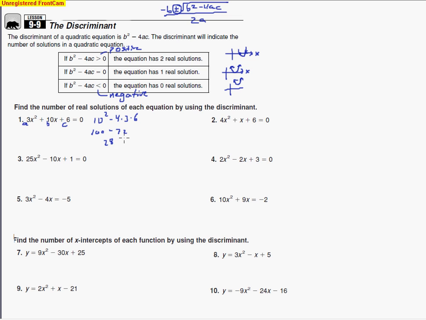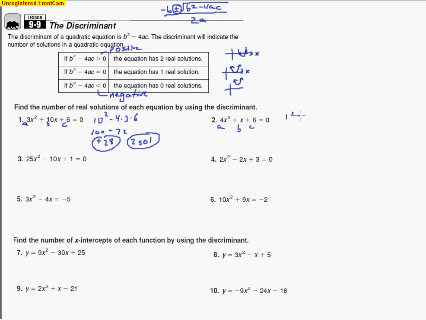So 28, yes, that is positive. That means there are 2 solutions. When it's positive, it's 2 solutions, which means it crosses the x-axis in 2 spots. Well, we do the same thing here again. Make sure it's set equal to 0. If it's not, then you have to do some extra work. So we just substitute the numbers in there.